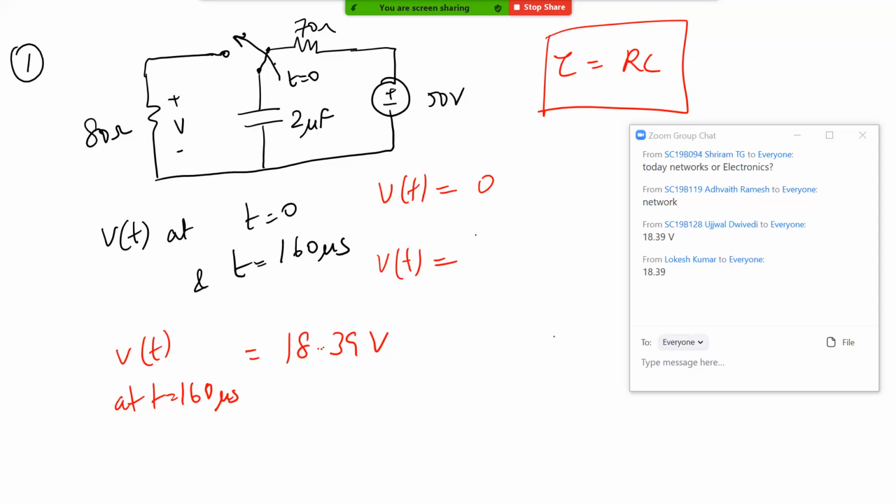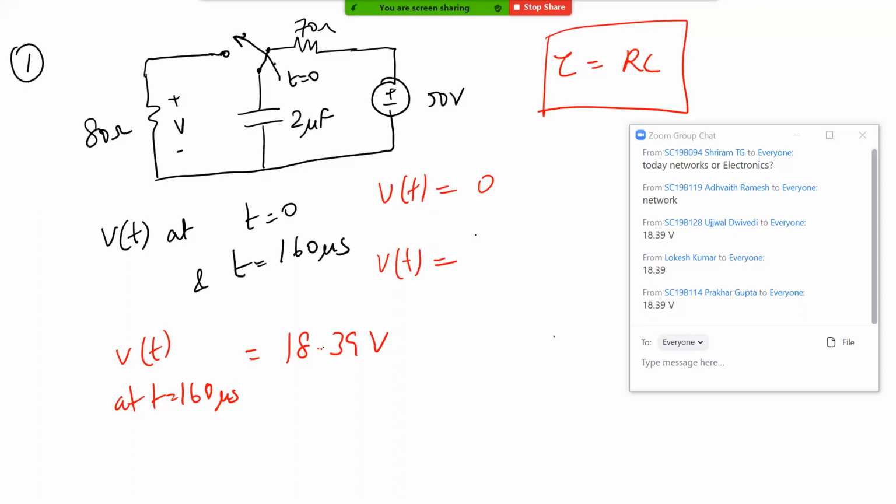Sir, V of t we have to find across the resistor or the capacitor? Actually, the question was across the capacitor, but I just made it across the resistor. Let's find out across the capacitor. Yes, sorry, across the resistor. Okay, so let's move to the next one.